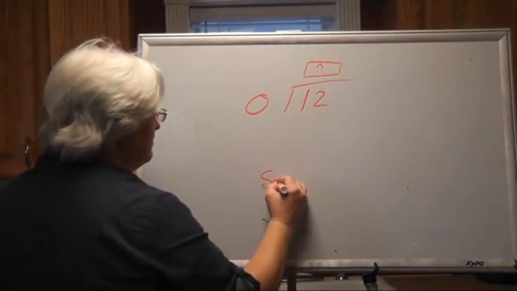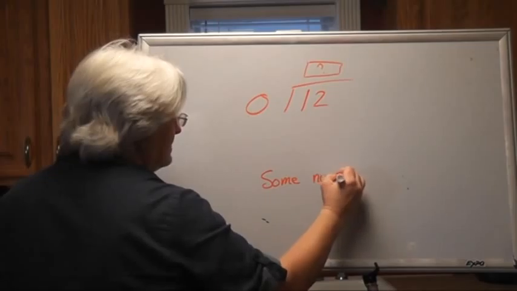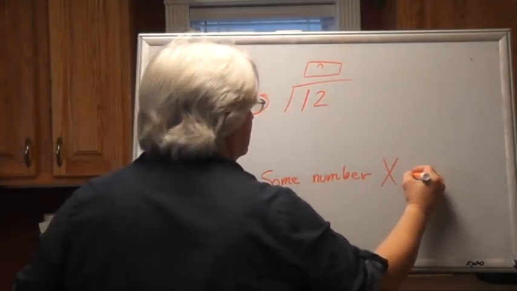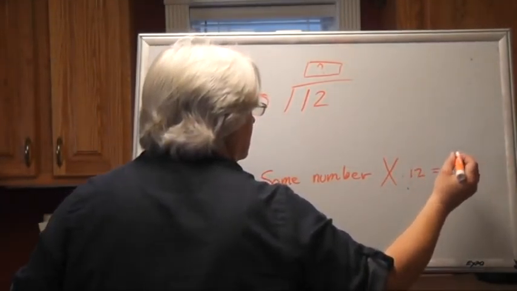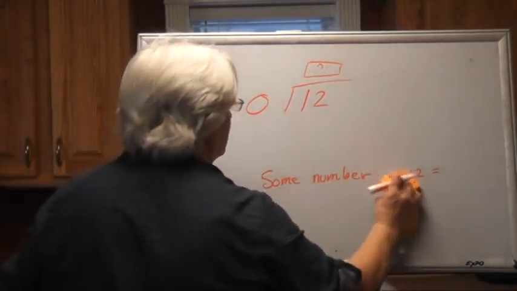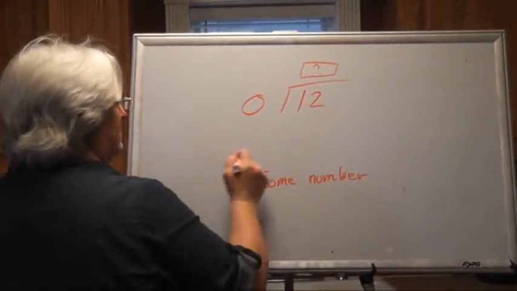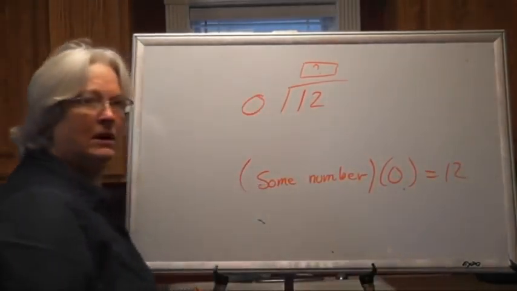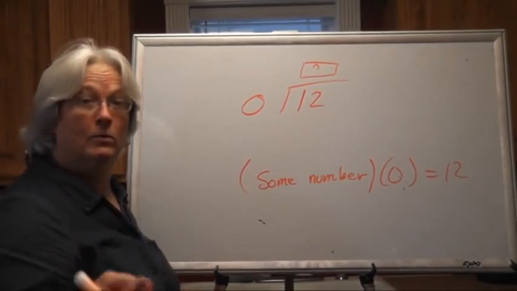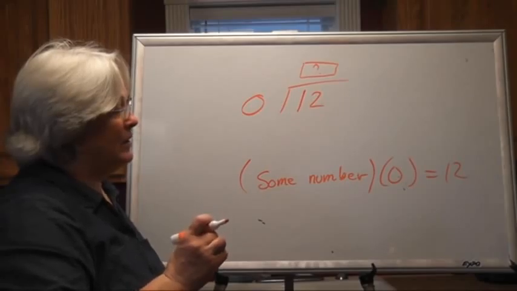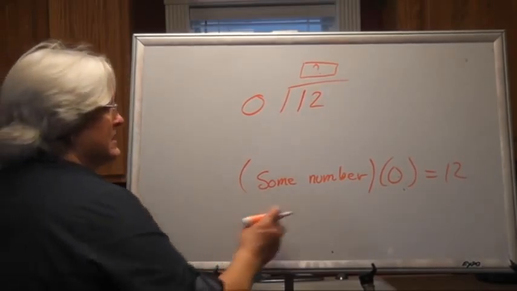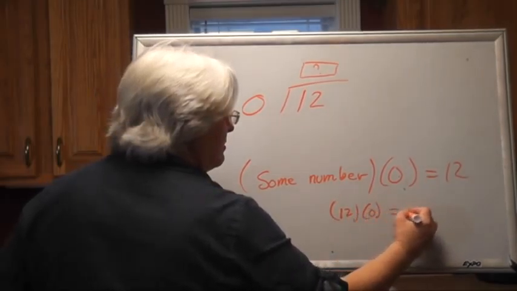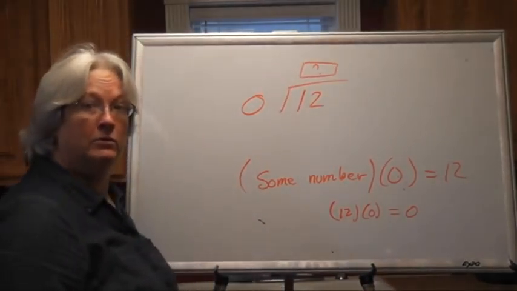So we have to say some number, we don't know what it is, times 0 has to be equal to 12. Can you do that? Well, remember what our zero property of multiplication is. That says anything that you multiply by 0, the result is always going to be 0.